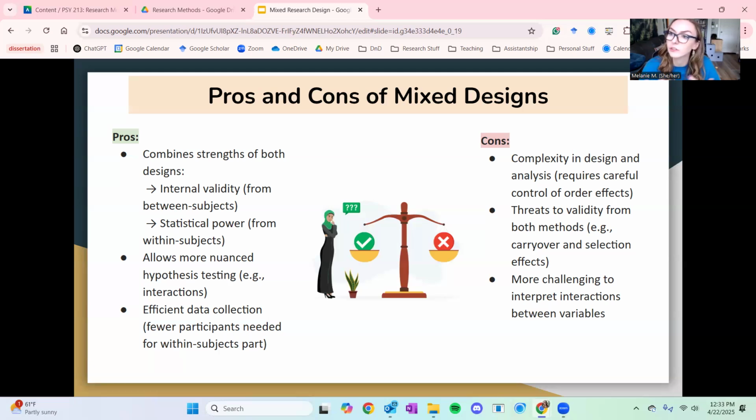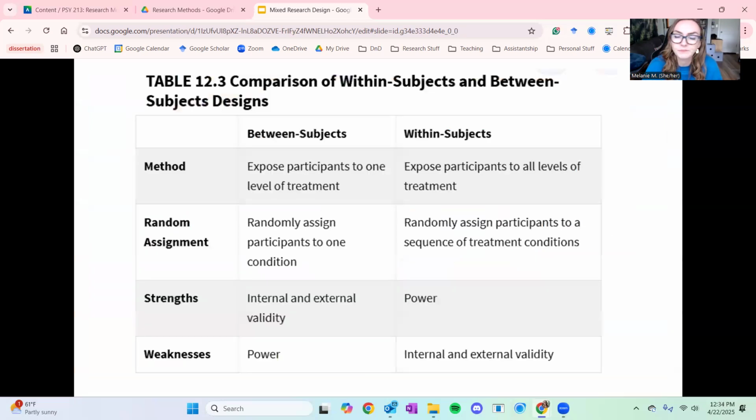So again, those carryover and selection effects. It can be more challenging to interpret the findings as well and the interaction between variables. But again, a lot of that is stuff you control for in the research design phase. So you should know what statistical approaches you're going to use well before you actually collect that data. But honestly, the biggest con is just that it's a lot harder to design and it requires a lot more intentionality. So there we go. Pros and cons, as there is to, it turns out, everything in life.